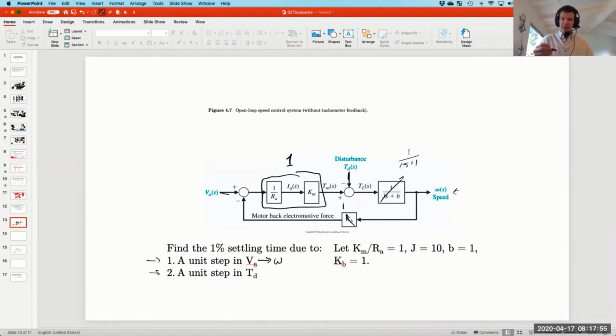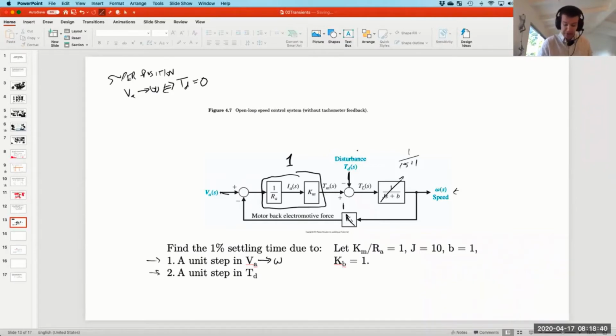If I want the effect of one input on the output for a linear system, that means I have to set the other inputs to 0. Think of superposition when you were solving circuits. If you wanted the effect of independent voltage source 1 on the output, you would turn all of the other independent sources off, and turning them off meant setting them equal to 0. Okay, so superposition says that if I want the effect of V_A on omega, I have to set the other inputs to 0.